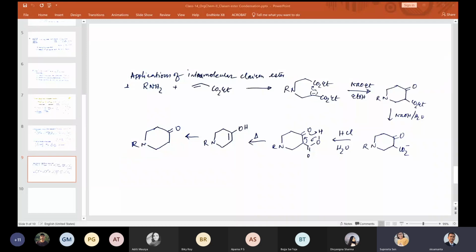So we can read more about this from Clayden, right? This one you can find also to some extent in Clayden and in Peter Sykes also. Okay.